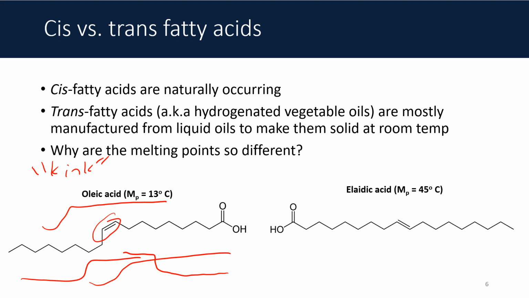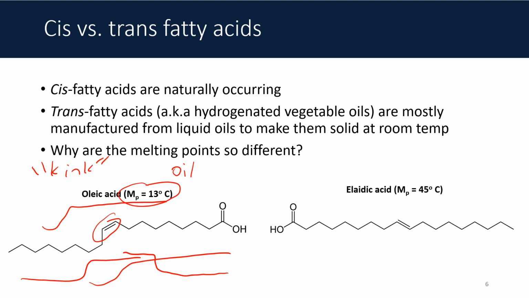to sort of stack up and maximize those van der Waals contacts, making it a more difficult compound to crystallize into a solid. This is manifested in the melting point of oleic acid, which is 13 degrees Celsius. That is less than room temperature, and hence why cis fatty acids tend to be oils or liquids.